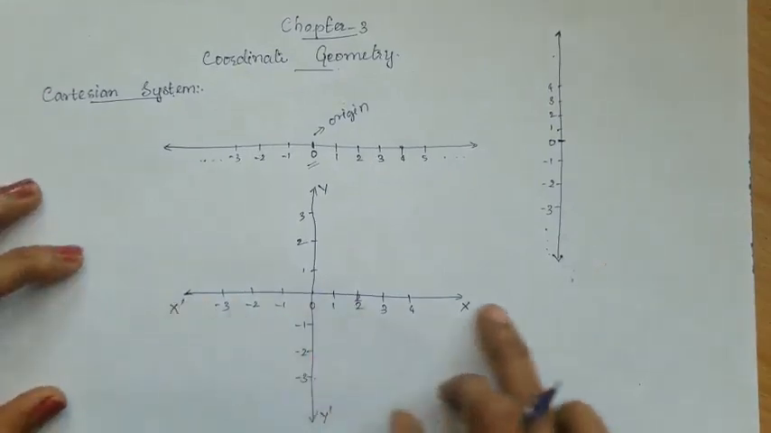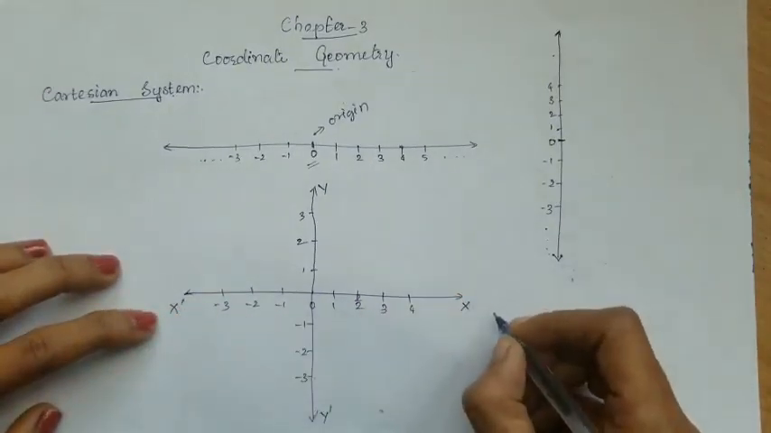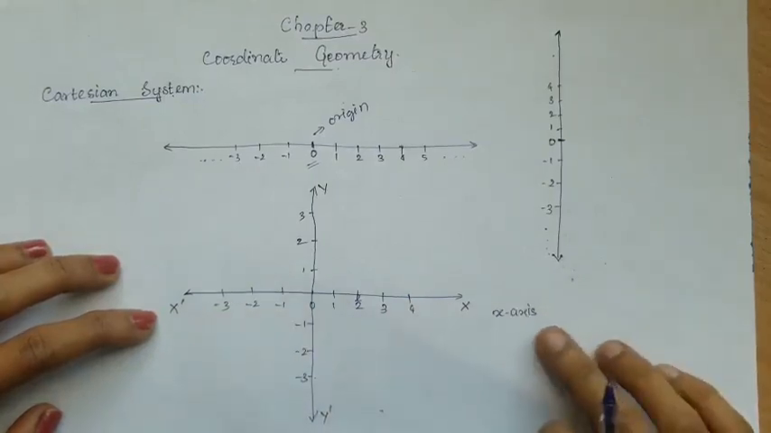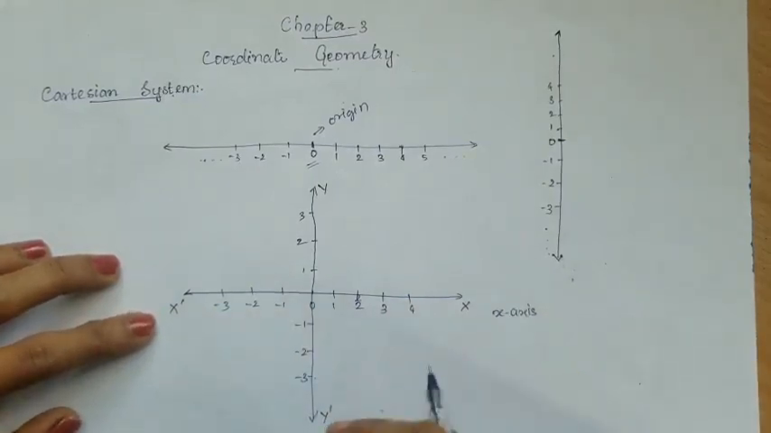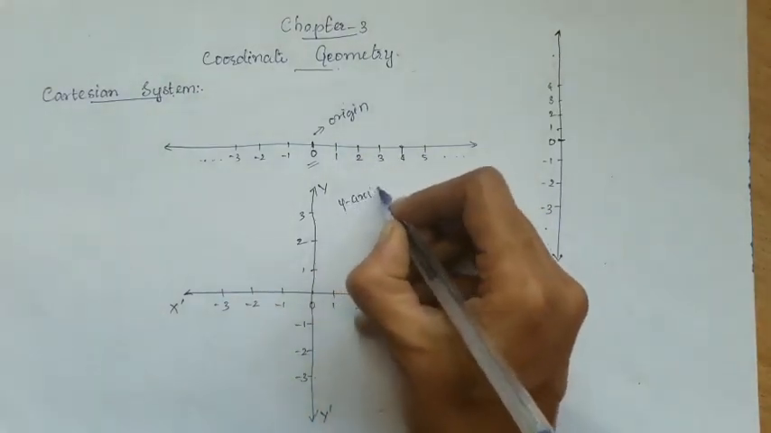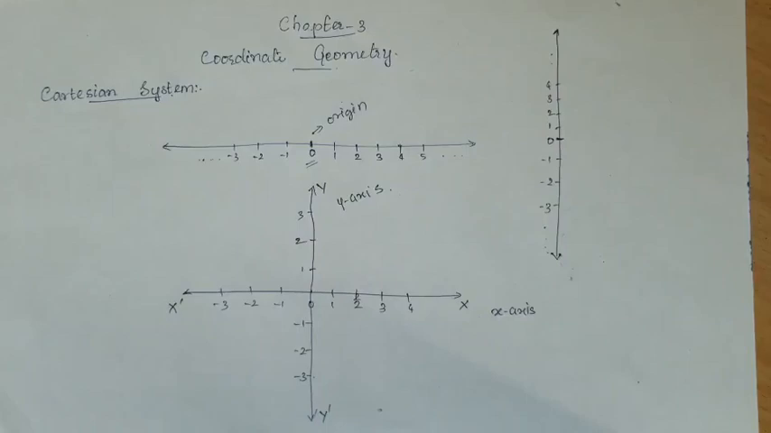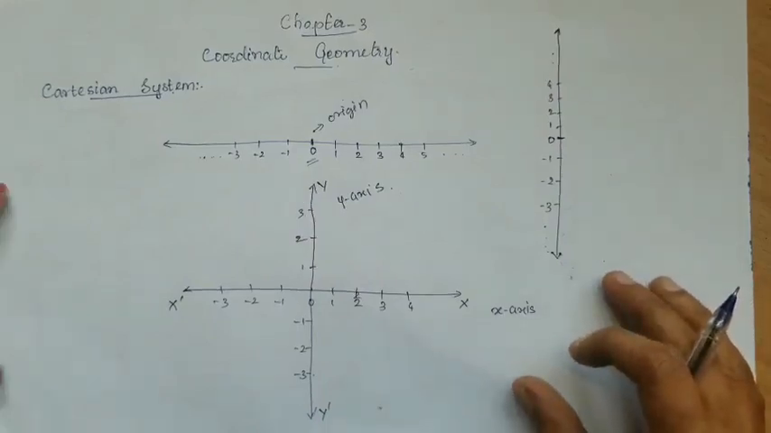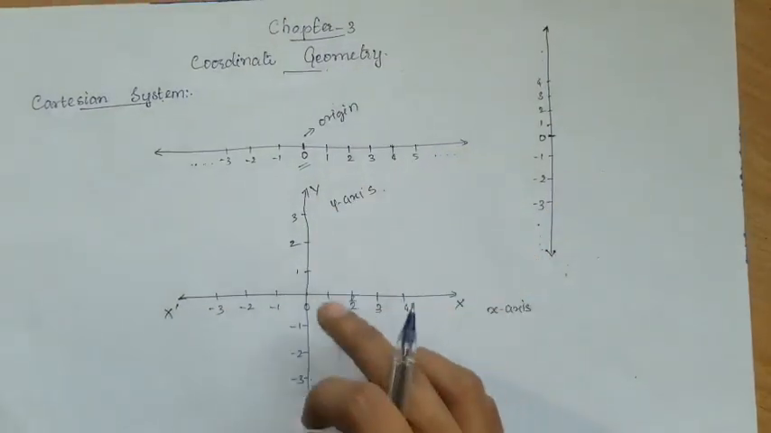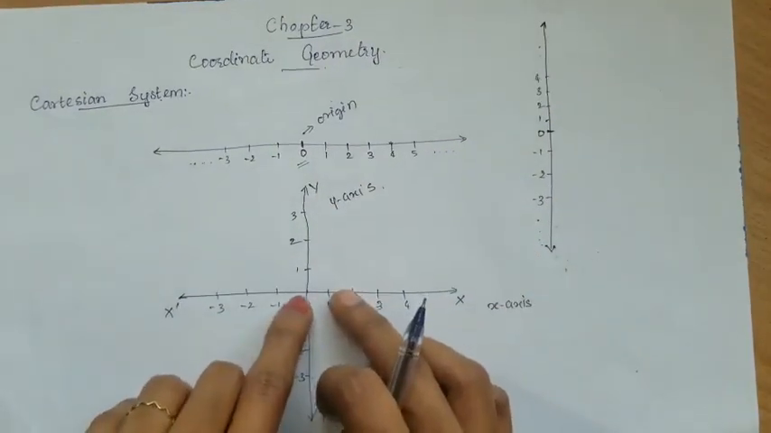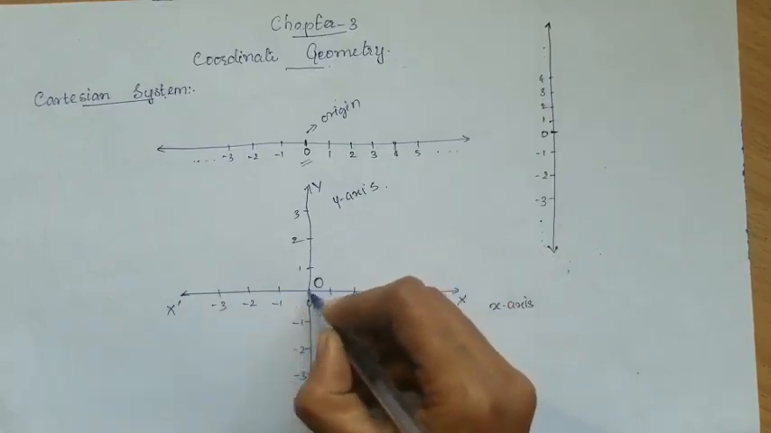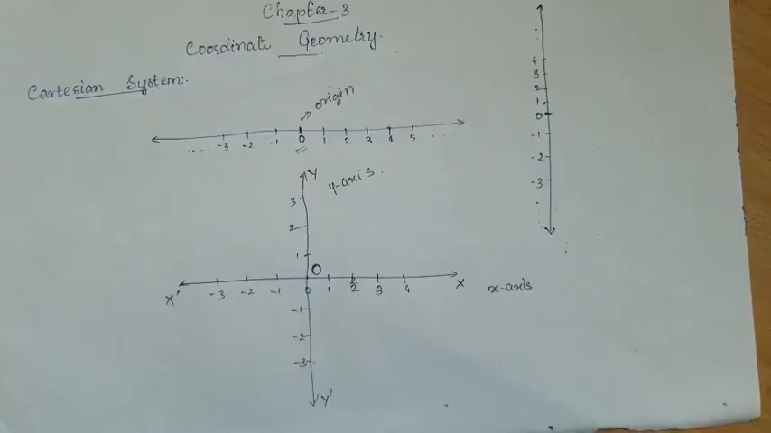This horizontal line x, x dash is called x-axis. Meanwhile, the vertical line is called y-axis. The point where x, x dash and y, y dash cross is called the origin and it is denoted as capital O.